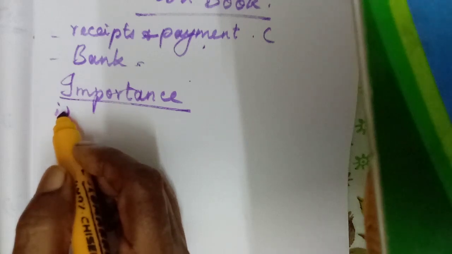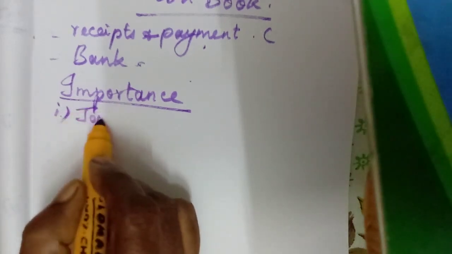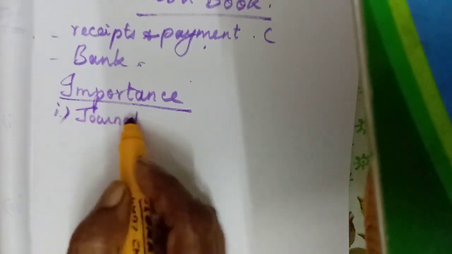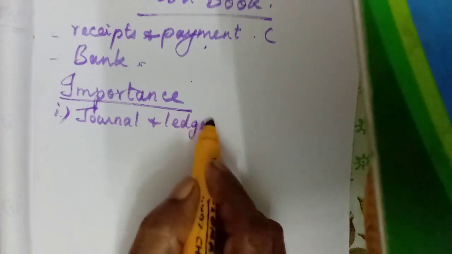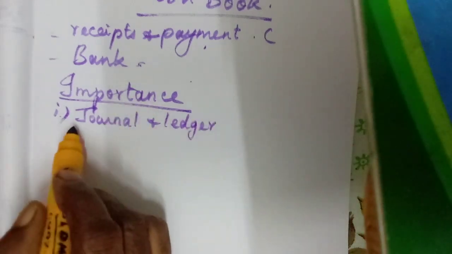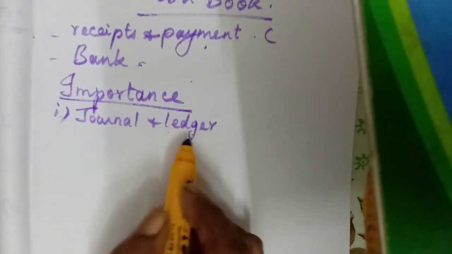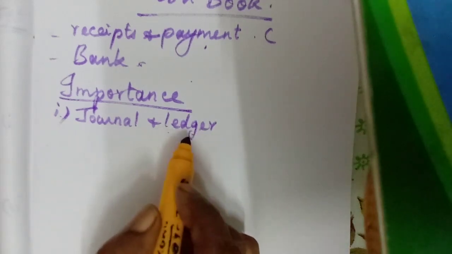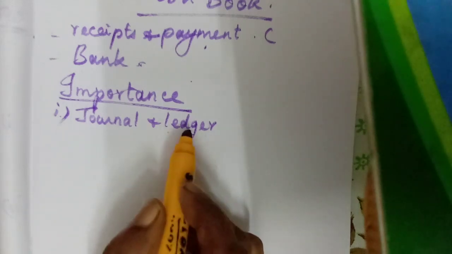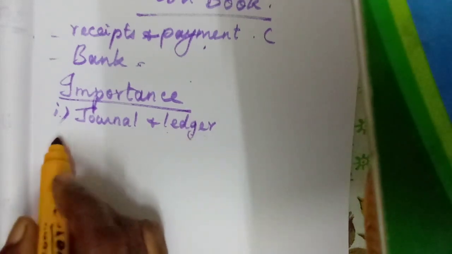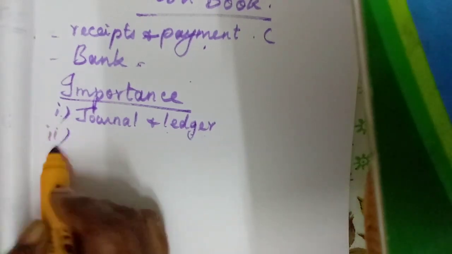What is the importance? It serves as both journal and ledger. We know it is a journal. Why? Because instead of preparing journal entries, we prepare this book. So it is called a journal. It is a ledger because we never prepare a ledger cash account. It is serving as a ledger also. So the cash book is both a journal and a ledger.